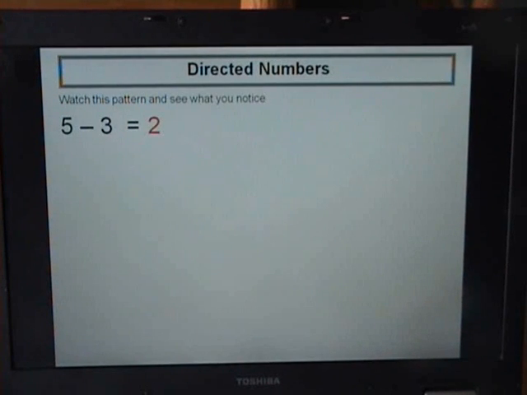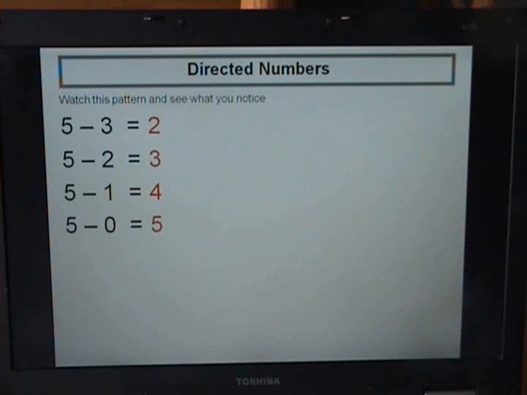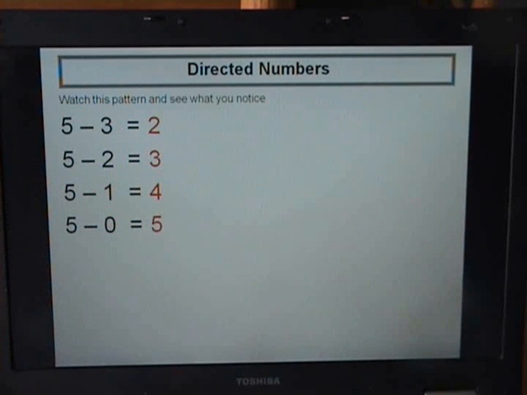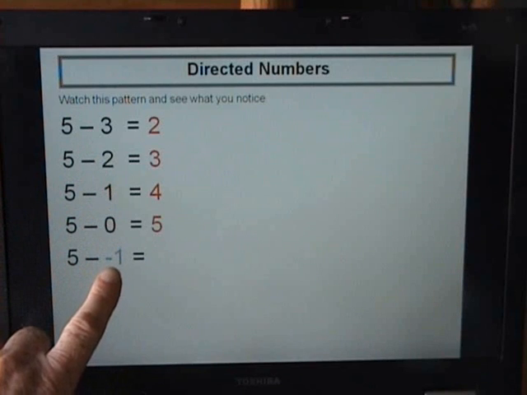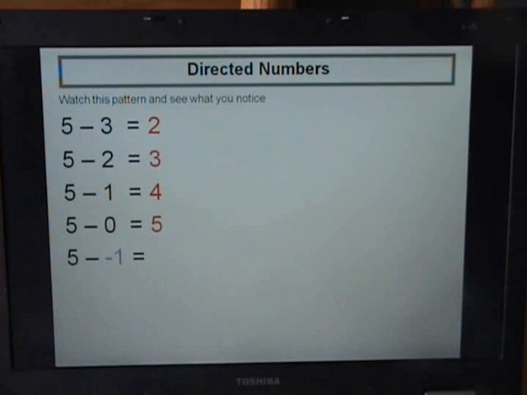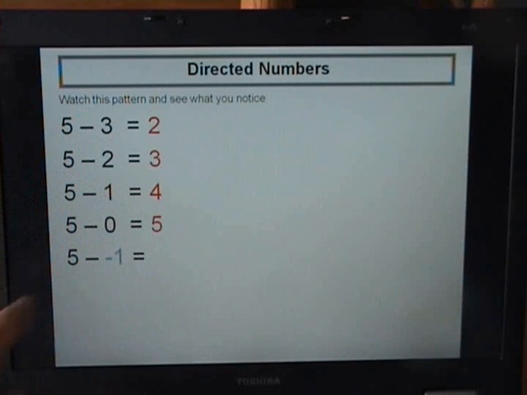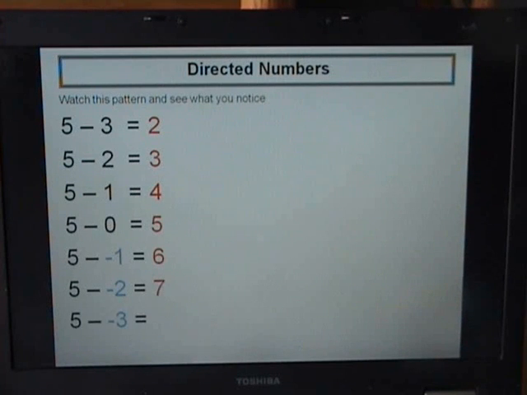Now watch this pattern. 5 take 3, 2. 5 take 2, 3. 5 take 1, 4. 5 take 0, 5. Notice this number is getting smaller. The answer in red is getting bigger. When I get down to this number, it has got smaller still, because negative 1 is smaller than 0. What could the answer be? Well, the answer's gone up 1 at a time as the question's gone down 1 at a time, so it's got to be 6. 5 take away negative 2, 7. 5 take away negative 3, 8.